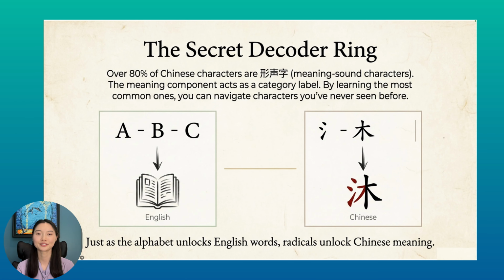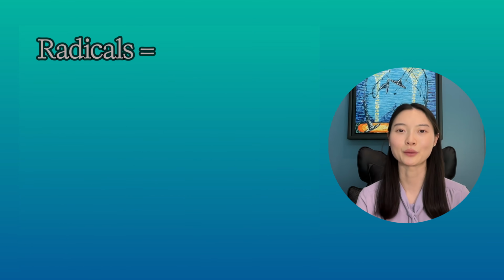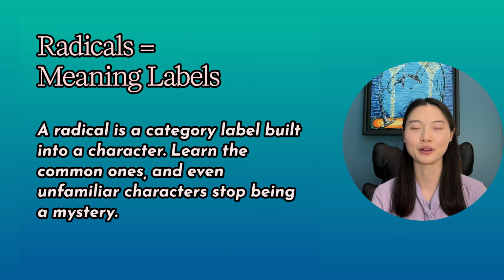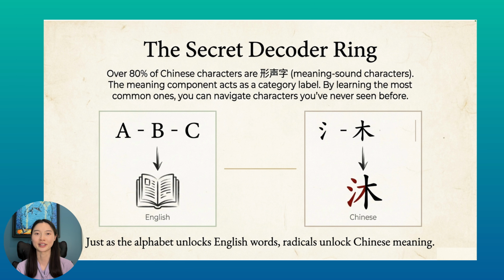Here's the idea. In English, the alphabet unlocks words. Once you know your ABC, you can read. In Chinese, radicals do the same job for meaning. A radical is a category label built right into the character. Learn the most common ones, and a character you have never studied is no longer a mystery. It's a puzzle you already know how to start. That's the power you are building today.